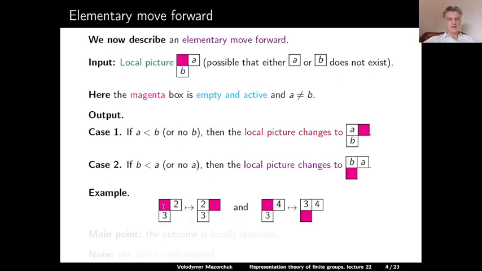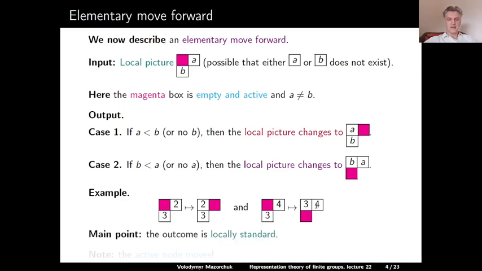So if we have the active box with 2 to the right and 3 below, this is changed to the picture when we have 2 instead of the active box. The active box moves to the right and 3 remains below. And if you have a picture with the active box, 4 to the right and 3 below, then we swap the active box and 3, because 3 is smaller than 4.